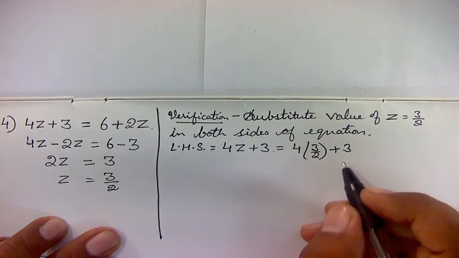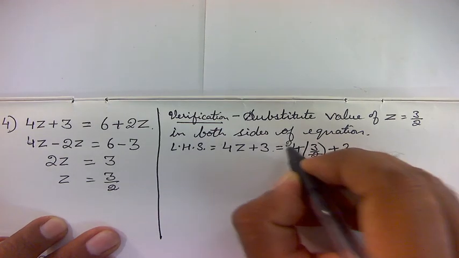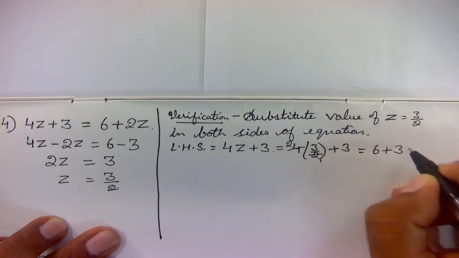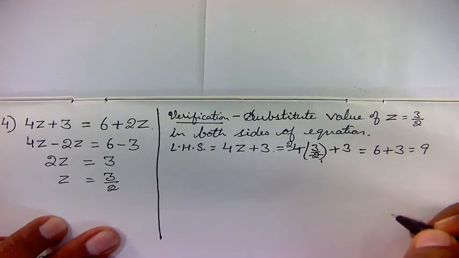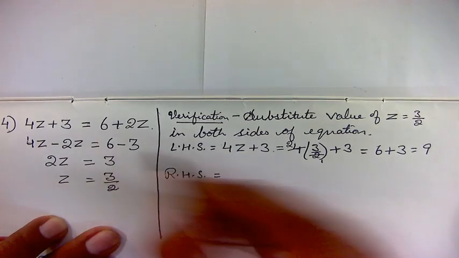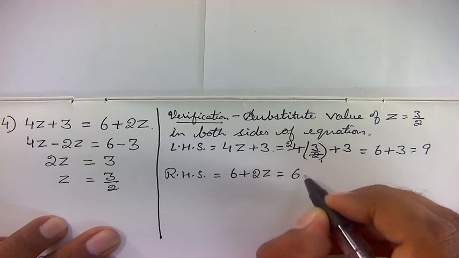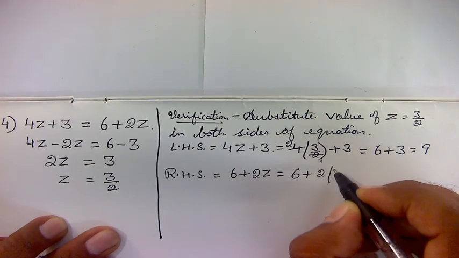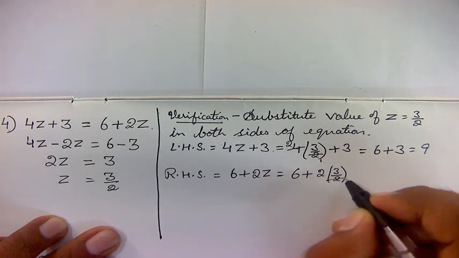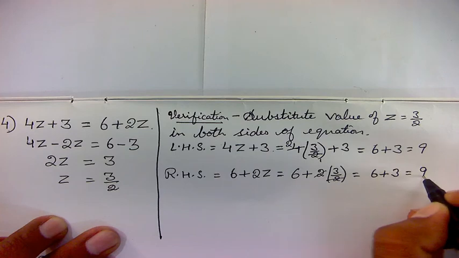So 4 multiply 3 upon 2. You can simplify this. 2 and 4 will be simplified. So you get 2 times 3 as 6 plus 3, which is equal to 9. Same you do with the right hand side. In right hand side you have 6 plus 2z. So here again it will be 6 plus 2 multiplied by 3 upon 2, and this 2 and 2 will be simplified, giving you 6 plus 3 as 9.